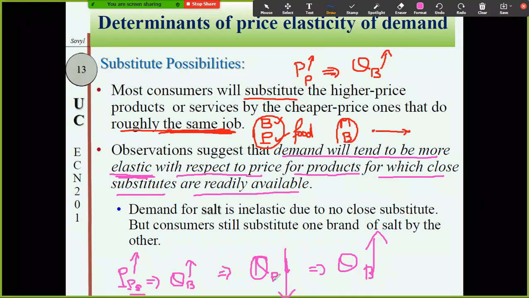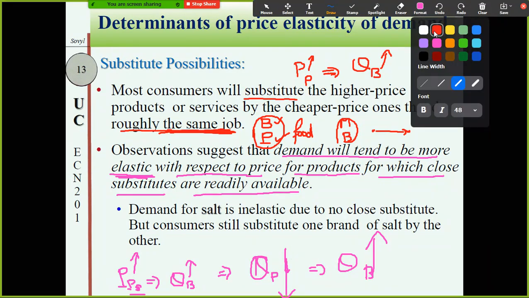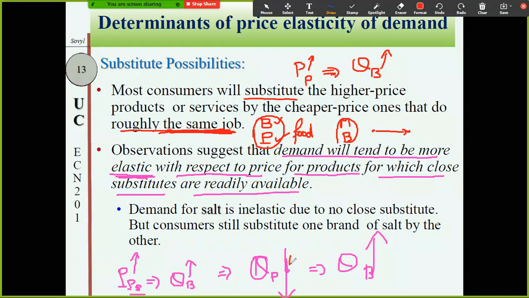However, if there are fewer burgers available in this town, they cannot drop too much. They drop, but drop slowly, because it's not easy to get burger in this town. That's why in this case it's not more elastic, but it should be less elastic or inelastic.